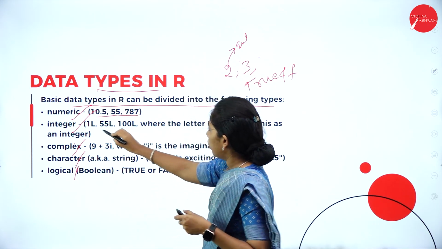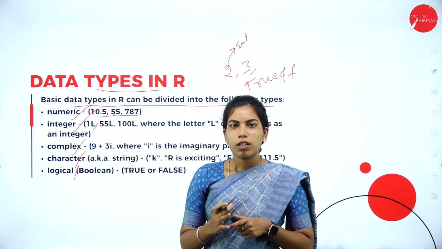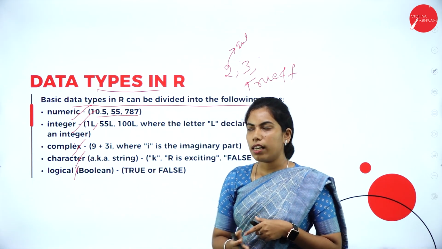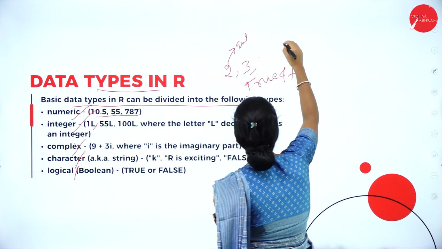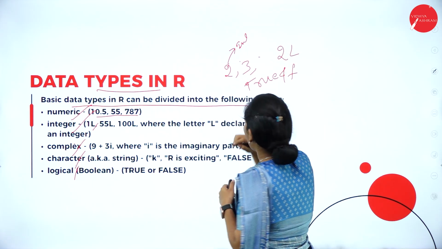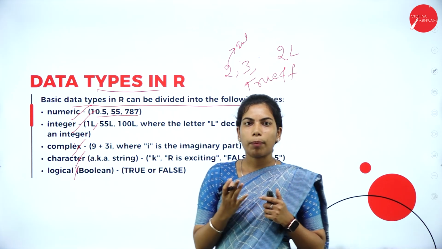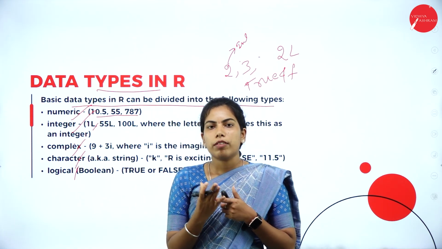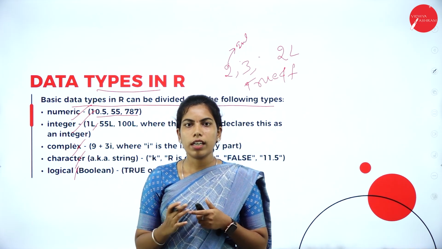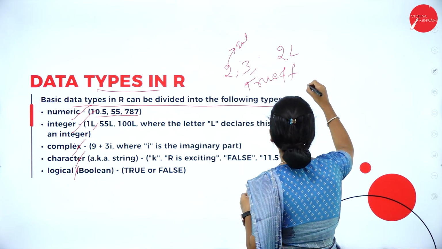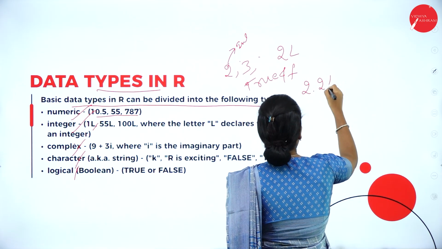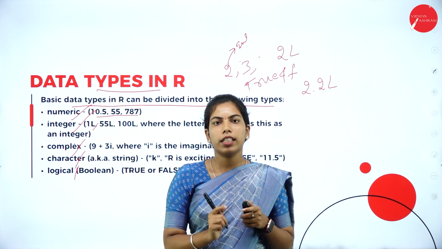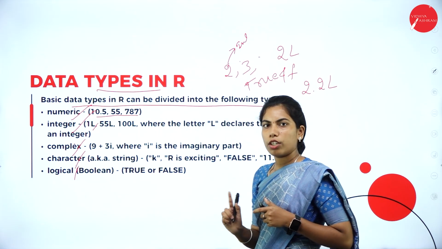How? L. L is nothing but a long. In some other sources, they didn't mention what exactly L means, but you have to mention the suffix. Means after the value you have to mention the suffix, capital L. Then only the R console or R interpreter will read this as an integer, not a numeric. Got it now? So here you can see, if I mention 2.2L, it will not be read as numeric floating. It will be read as an integer data type.